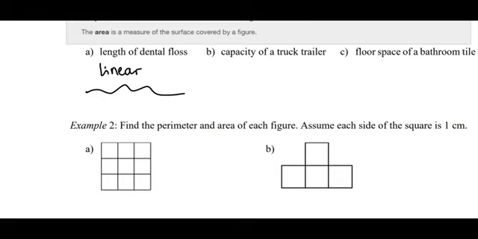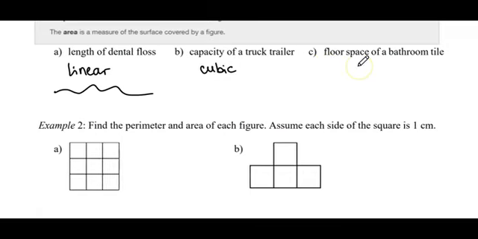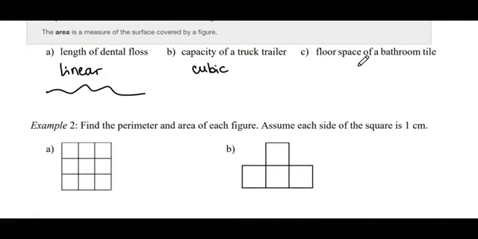Capacity of a truck trailer. If we're talking about the truck trailer, think about this big container that's on the back of the truck. If we're talking about the capacity of it, how much we can fill it, this would be cubic, because we're going to be filling it by length, width, and height. So lots of things could be stuck in there. And then floor space on the bathroom tile. If you were to redo your bathroom, you need to know the area that you're covering. When you buy tile, you need to know how much area that tile can cover. So that would be square.